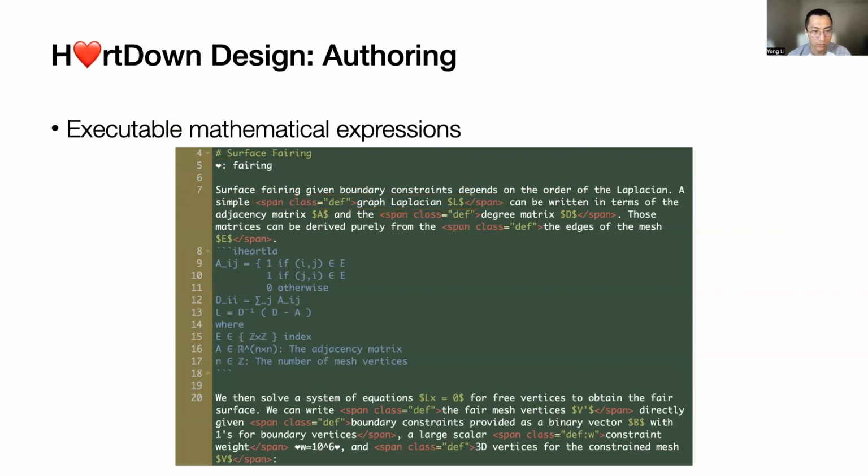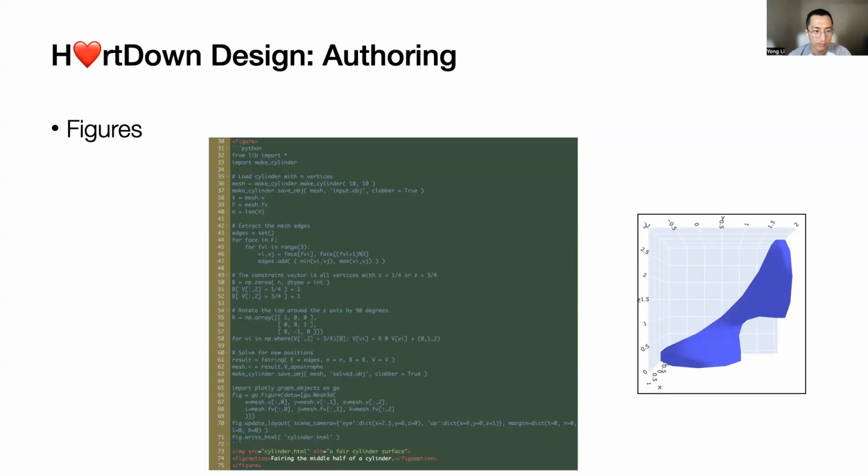Authors can write executable mathematical expressions in different rtLA blocks and inline rtLA formula. rtDown executes Python code blocks, which allows authors to generate figures programmatically.